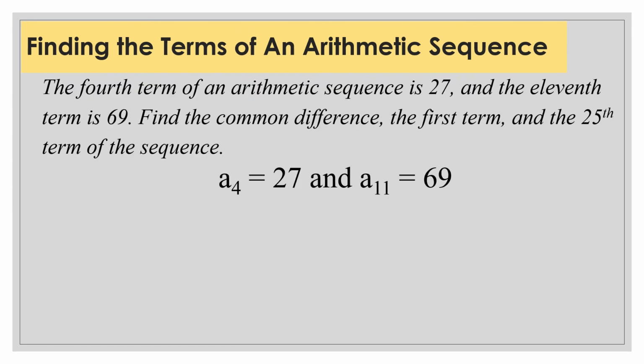Therefore, to be able to solve the given situation, we need to find first the common difference, d, using the given data, 4th term and 11th term. After which, using the common difference, we can get the first term, which is 9. Having these two, common difference d and first term a sub 1, we can now use the formula in finding the 25th term, and finally, our 25th term is 153.